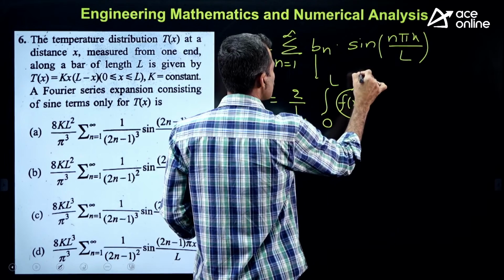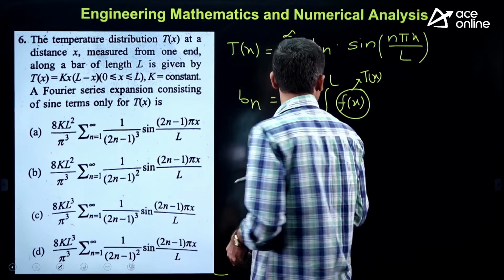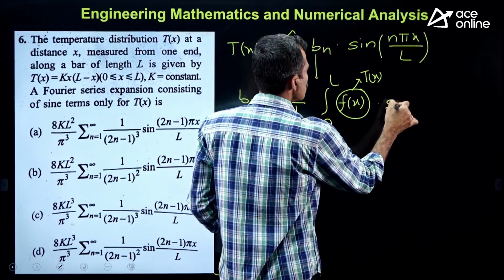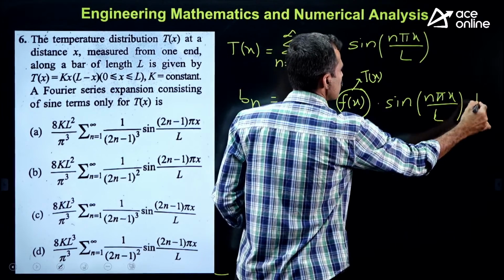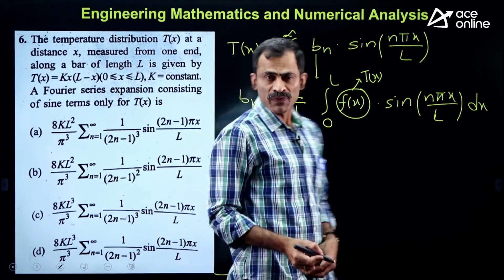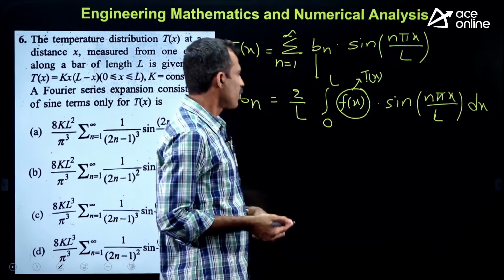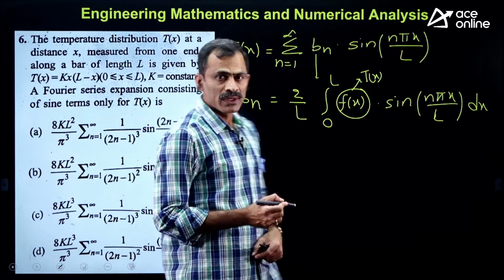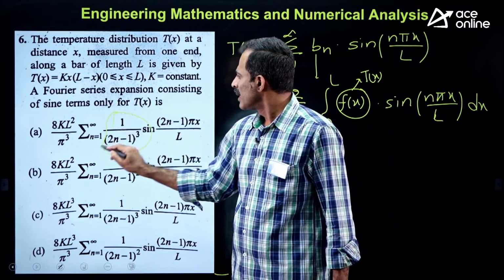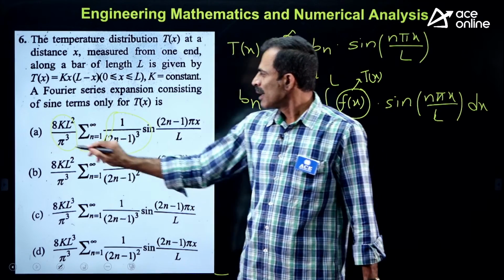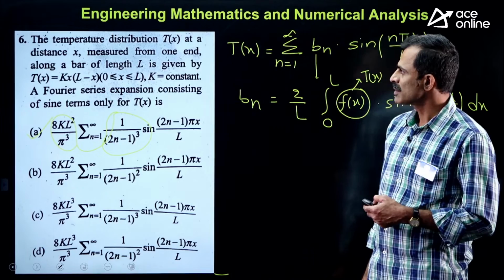It is a function f of x given by kx into L minus x into sine of n pi x by L dx. After substituting this algebraic function and evaluating the integral, we get the constant bn like this, into this part, and this is the correct answer. Now let us go to the next problem.